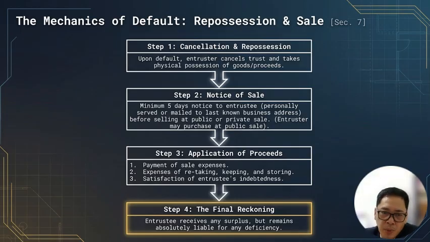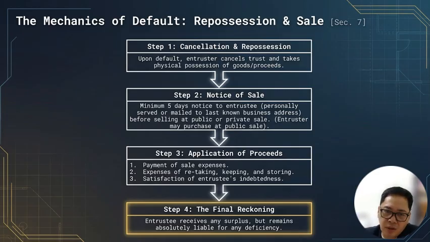the mandatory waiting period and sale. The entrustor must wait not less than 5 days after serving or sending the notice before they can actually execute the sale. When the sale occurs, the entrustor has the flexibility to conduct either a public or private sale. Notably, if they opt for a public sale, the entrustor is legally allowed to become the purchaser of the goods themselves. So, step 4, strict application of the sale proceeds.